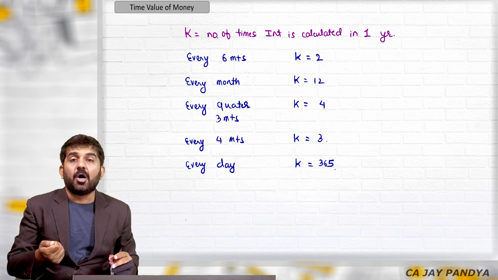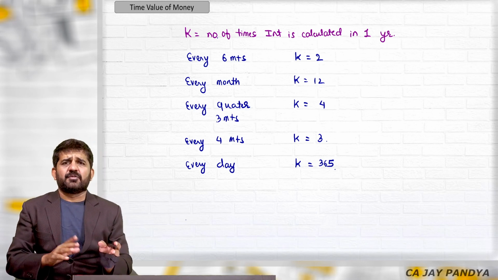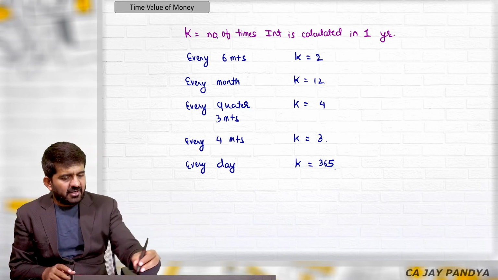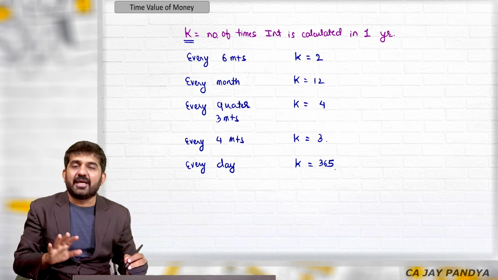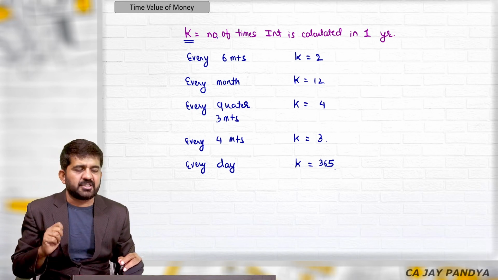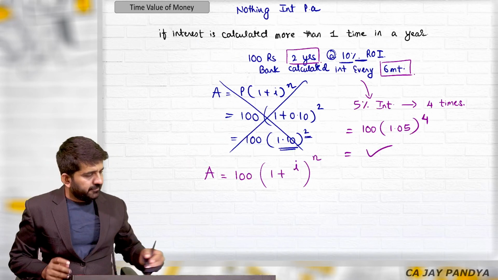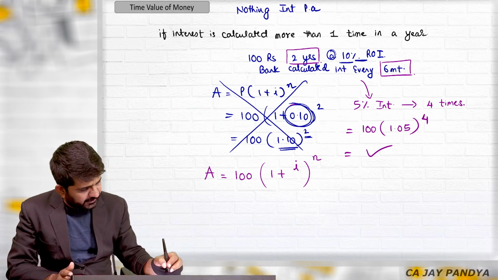This is how K is explained. See, in some of the books it might be K, in some of the books it might be M, right? But let us right now understand the concept of K. We are assuming the constant K as the number of times interest is calculated in a year. Try to understand logically. We want to make this 10%.